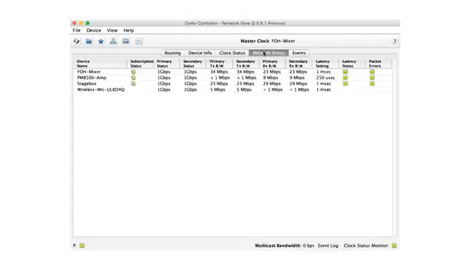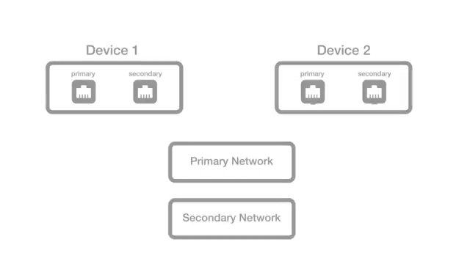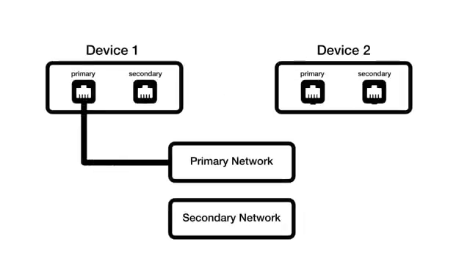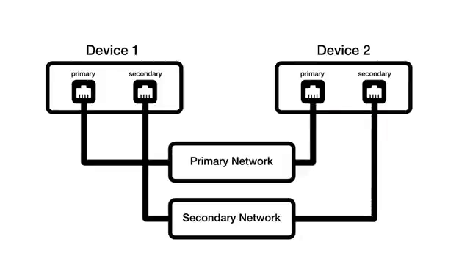When we make a change in Dante Controller, it is automatically made on both networks instantly. There is no separate setup for each. So the setup is simple. First set up and test your primary network, then connect an alternate set of cables and switches to the secondary network. That's it. You've got a redundant network.